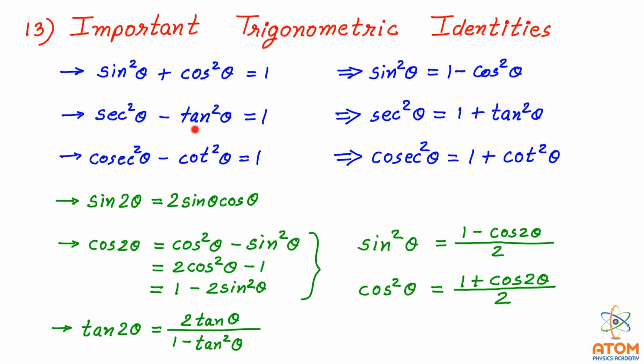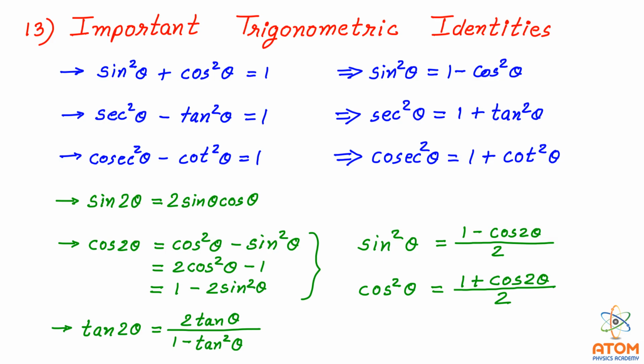Sec square theta minus tan square theta is equal to 1. From that we can write sec square theta is equal to 1 plus tan square theta. Cosec square theta minus cot square theta is equal to 1. From that we can write cosec square theta is equal to 1 plus cot square theta.